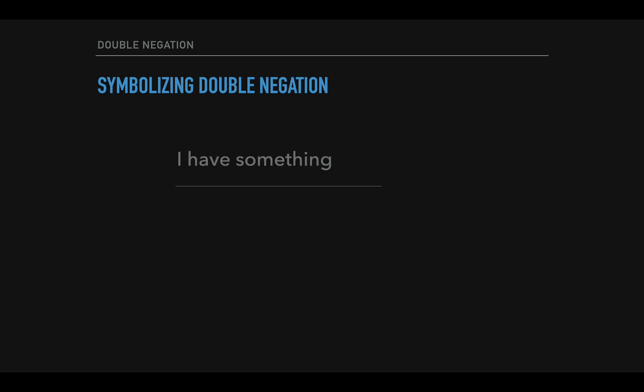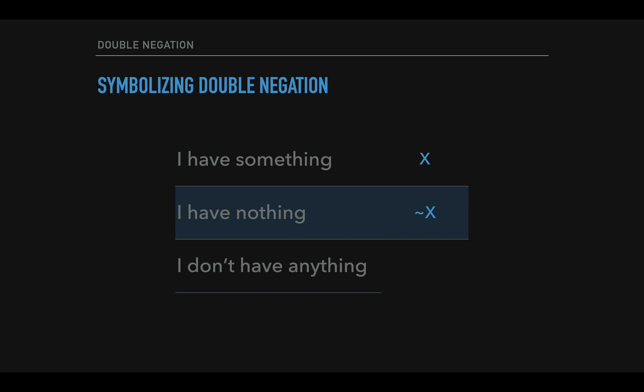There's something tricky, though, about double negation in English and also in other natural languages like Spanish, and I want to talk a little bit about that so that we're really clear on what's going on with double negations. So let's say I have something. Let's symbolize that by X. So if I said I have nothing, we could symbolize that as not X. And if I said I don't have anything, we could also symbolize that as not X.